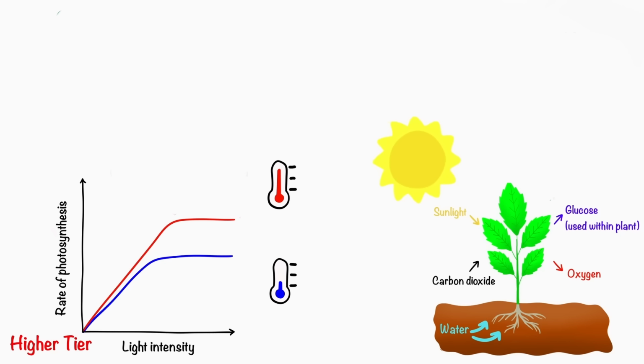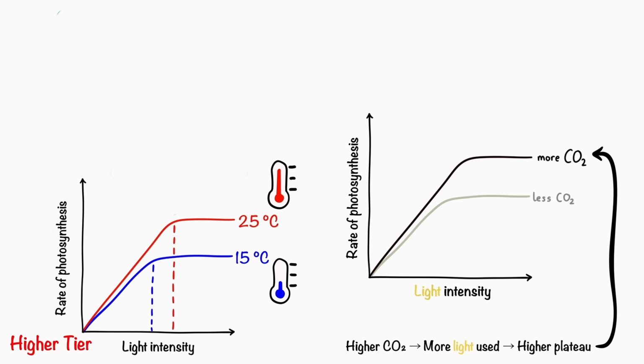We can see these interactions in graphs that show the effect of multiple factors. For instance, a graph might show photosynthesis rates at different light intensities for two different temperatures. At the lower temperature, such as 15 degrees Celsius, the line levels off at a lower point than at the higher temperature, such as 25 degrees Celsius. This shows that temperature becomes limiting once light is abundant. Similarly, graphs showing the effects of light intensity and CO2 concentration demonstrate that at higher CO2 levels, the plant can use more light before another factor becomes limiting.